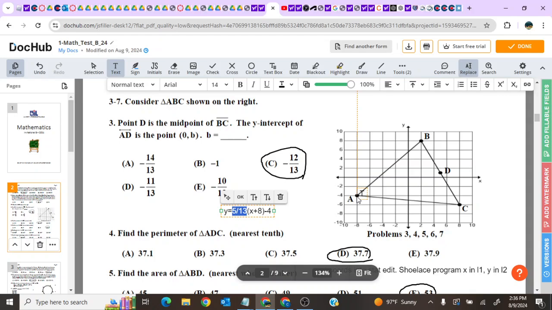And now choose a point. Let's just choose point A to make it easier. It has an x value of -8 and a y value of -4. So counteract that x and then subtract that 4, and that will be equal to your y. This is basically point-slope form, if you've ever learned of that. It makes things a lot easier on math tests. Now just plug in 0 and you get a value of -12 over 13.